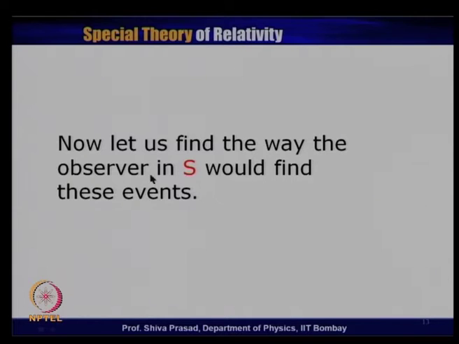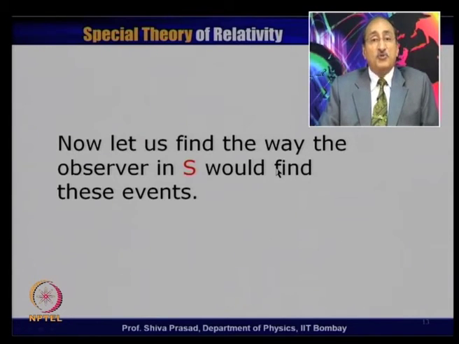So, this is what I have written. Now, let us look at how the observer in S would find these events. According to observer S, the light has picked up an x component of velocity.